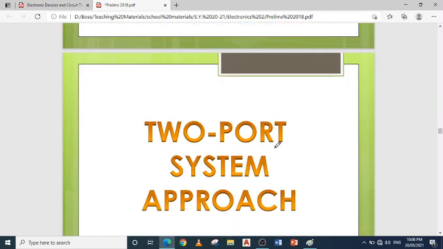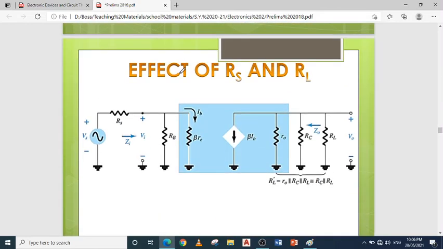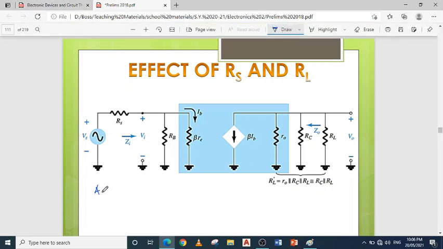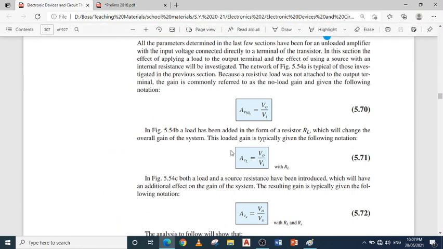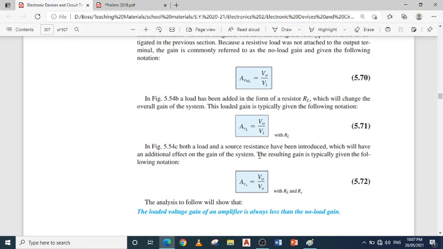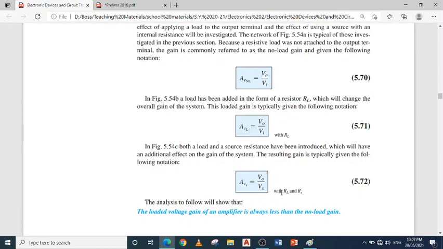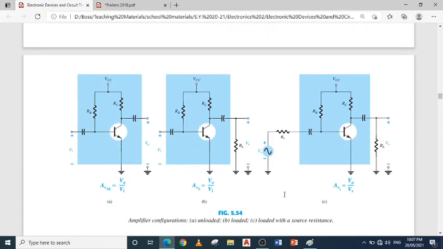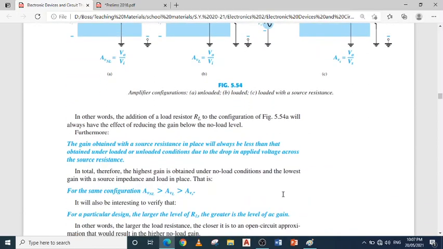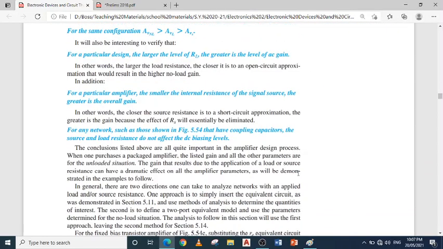Knowing this, before we go to the two-port system approach, let us first see how we get the AV. How do we get AVNL? And then, how do we get AVL? And last is how do we get AVS. So, let us start there. This is the same as earlier, AVS with RL and RS. This is the circuit, and these are still the things to remember.